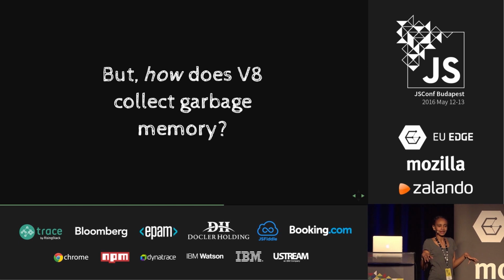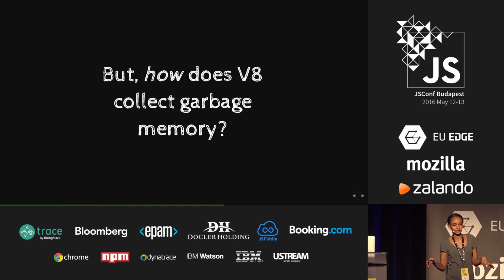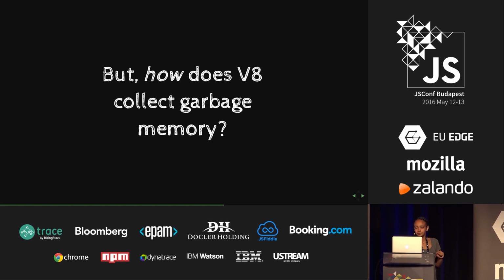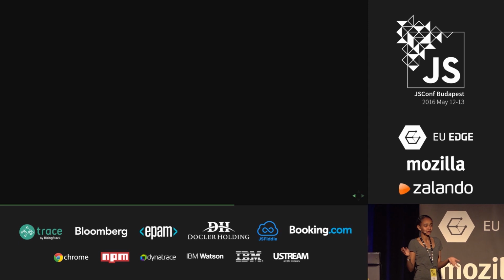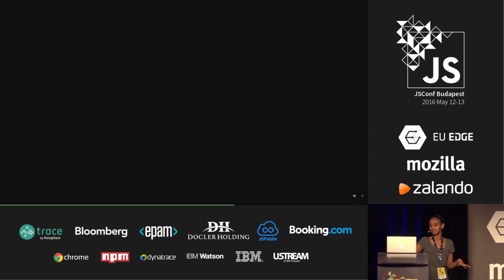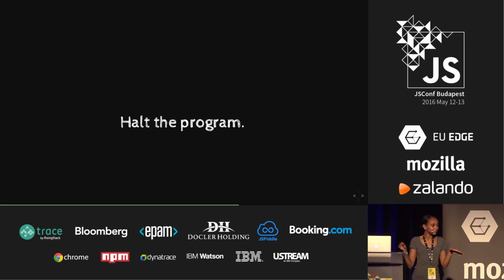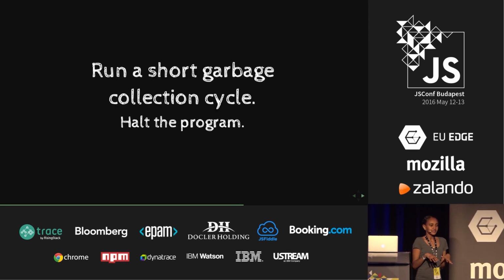But how exactly does JavaScript, or the V8 engine, collect garbage? We know how it allocates memory, we know what it considers garbage. How does it collect it? The V8 engine employs something called the stop the world technique for garbage collection. What happens is the program is halted, like a complete stop. And then there's a pause.